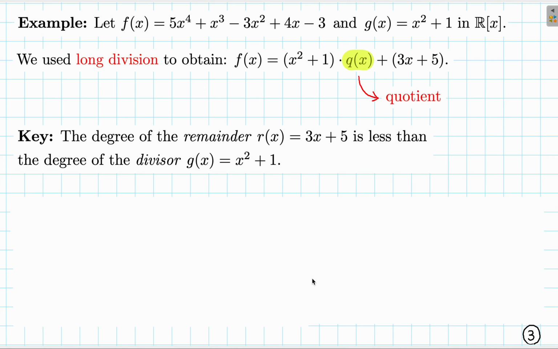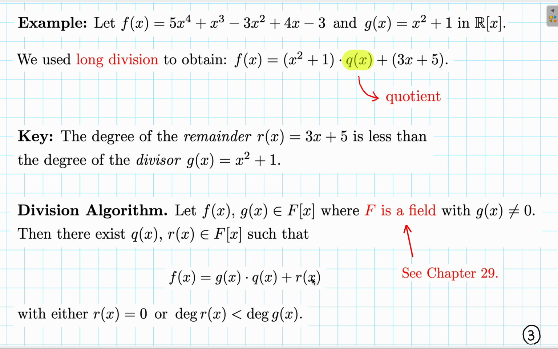This example can be generalized by the following theorem. It's called the division algorithm, and we saw the division algorithm for the integers earlier in the course, and this is the polynomial version of that. The theorem states: let f of x and g of x be polynomials in F[x], where the coefficient ring F is a field.